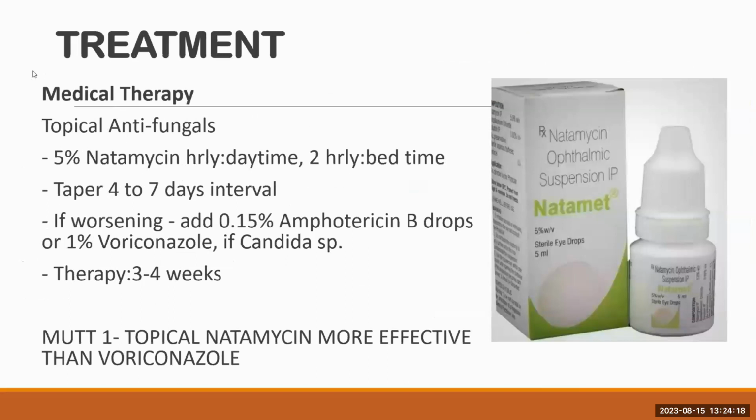Treatment can be topical antifungal 5% natamycin 1 hourly at daytime and 2 hourly at bedtime, and it should be tapered accordingly after 4 to 7 days. If there is no effect or it worsens, 0.15% amphotericin B or 1% voriconazole can be added. According to the MUTT trial, topical natamycin is more effective than topical voriconazole.